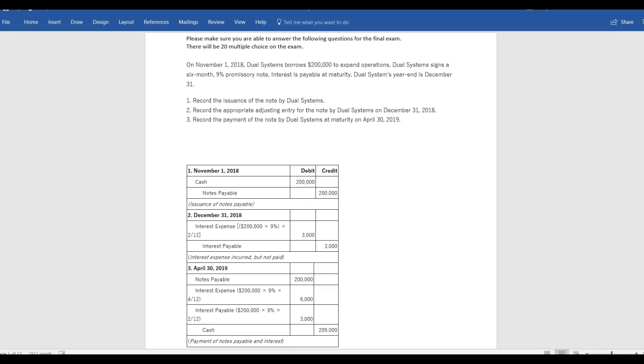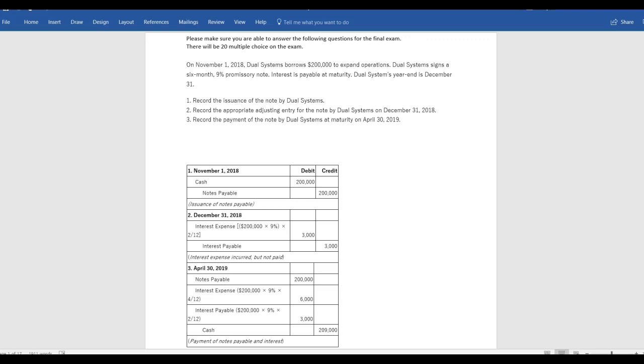On November 1st, 2018, Dual Systems borrows $200,000 to expand operations. Dual Systems signs a 6-month 9% promissory note. Interest is payable at maturity. Dual Systems year-end is December 31st.